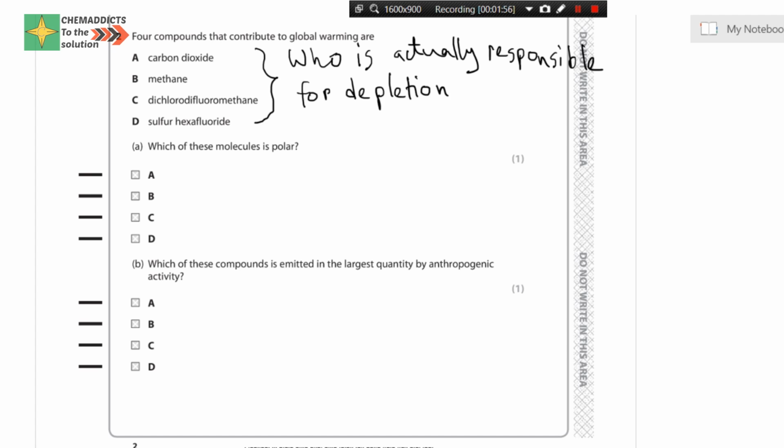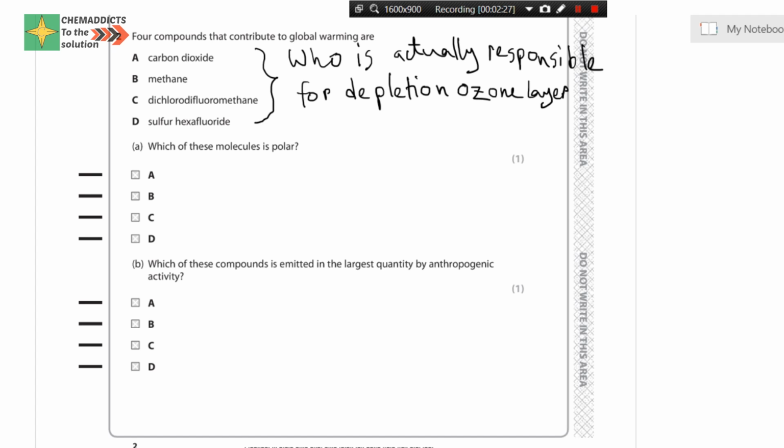Who is actually eating the ozone layer? That's the point. Our favorite, our friendly ozone layer, who is protecting us from UV radiation, ultraviolet radiation. Who is killing our friend, the ozone layer? Let's find out.